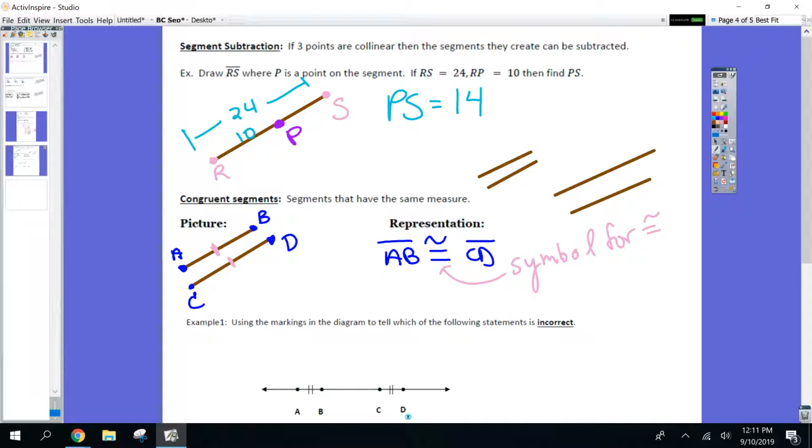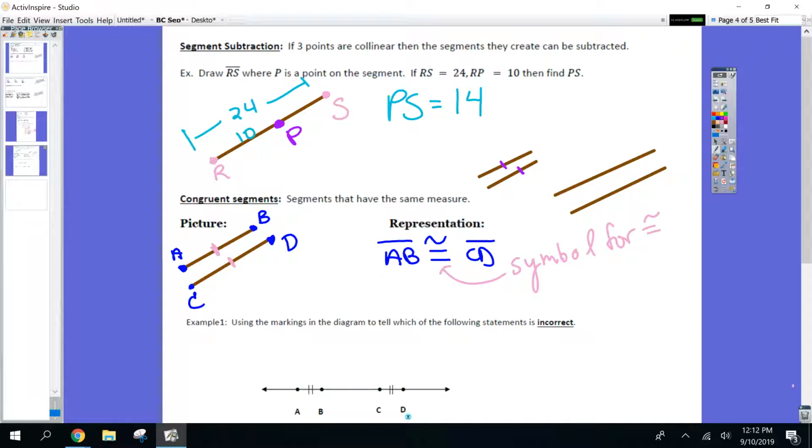Because you will have problems where there will be 2 sets of, just pretend these are, congruent segments. But I can't put 1 hash mark on all of them, right? If I do this, okay, those 2 are congruent. I can't do that here because that would mean all 4, and obviously they're not.